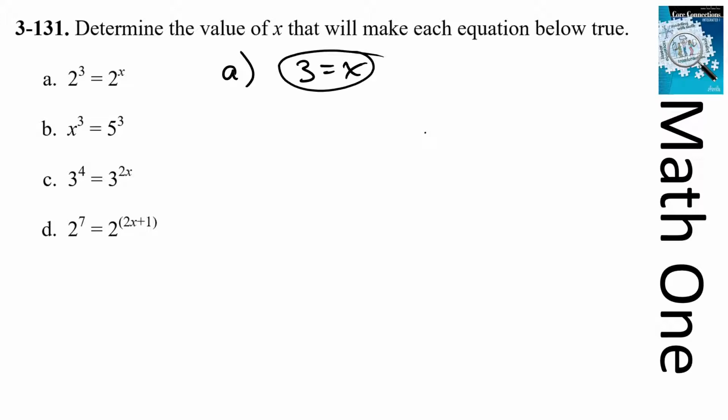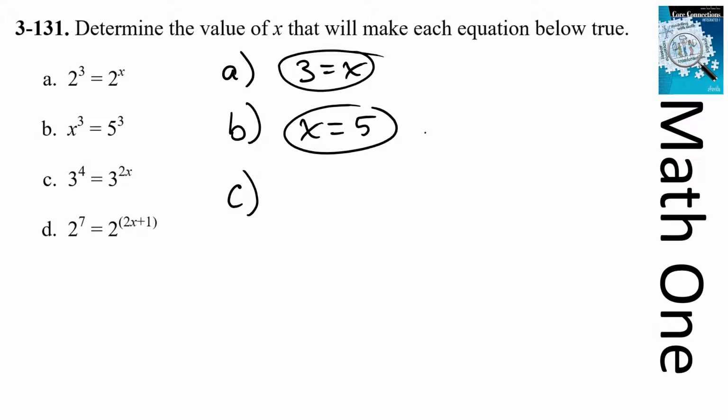X has to be 3, and you can see when x is 3, 2 to the third is 8, and on the other side 2 to the third is 8, so they're equivalent. For B, the only way that x to the third can equal 5 to the third is if x is the number 5. So yes, they're this simple. Tomorrow night they ramp this up a little bit.